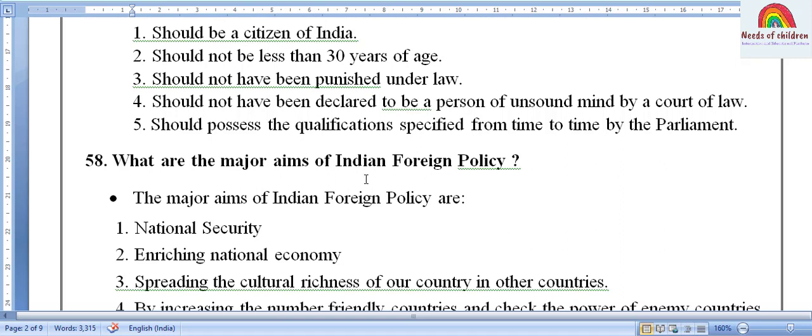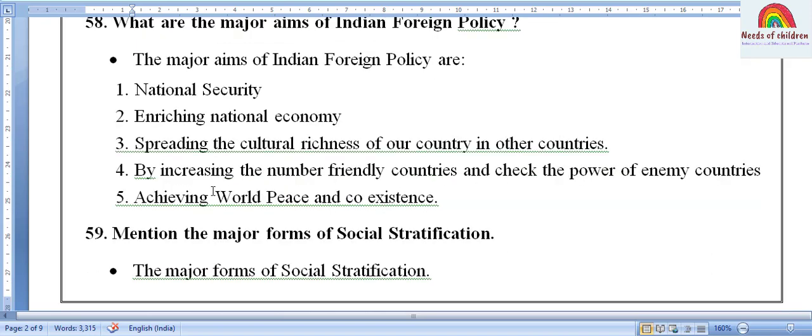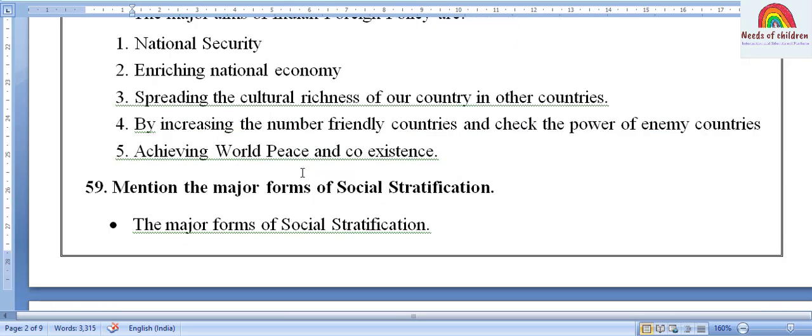What are the major aims of Indian foreign policy? So this is the question from 10th standard political science, the lesson called Indian foreign policy. So here is the answer. The major aims of Indian foreign policy are national security, enriching national economy, spreading the cultural richness of our country in other countries, increasing the number of friendly countries and checking the power of enemy countries, achieving world peace and coexistence. So let's move on to the next question.